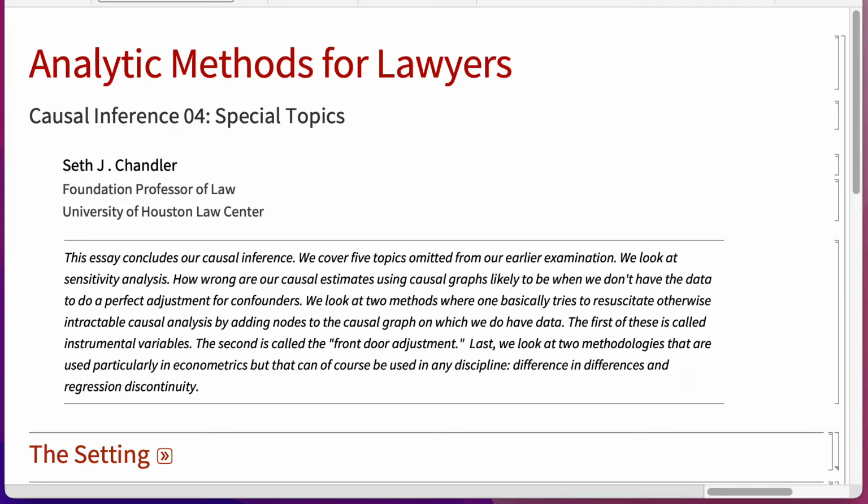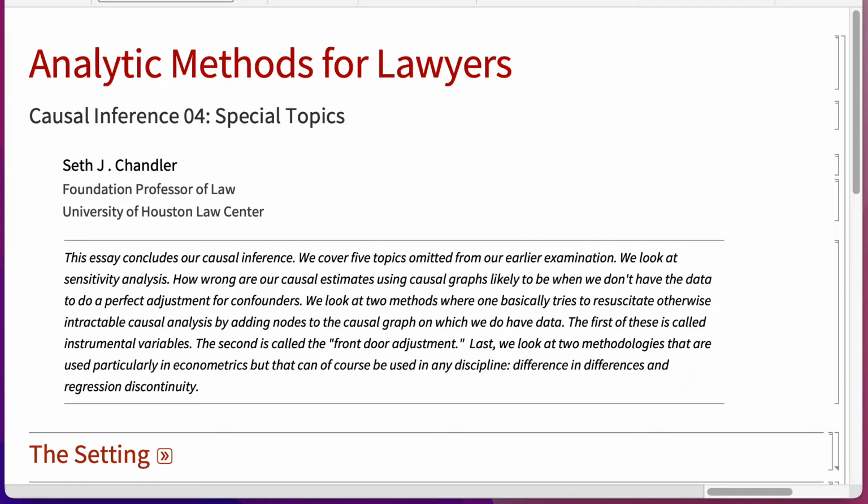And in this video, we're going to look at 5 topics that really weren't covered in the prior 3 videos. They are sensitivity analysis. That is, what happens when we don't have the data on confounders? Can we still try to bound our estimates of the causal effect of various treatment variables? We're also going to look at 2 methods to resuscitate intractable causal analysis by adding nodes to the causal graph and edges, and we have data on the nodes. The first of these is called instrumental variables, and the second is called the front door adjustment.